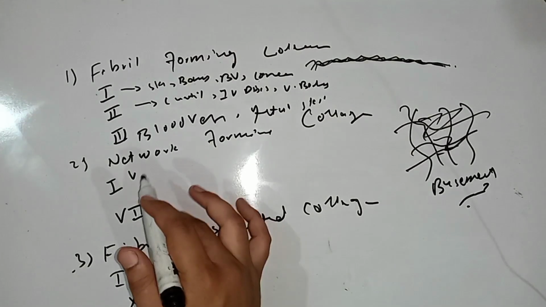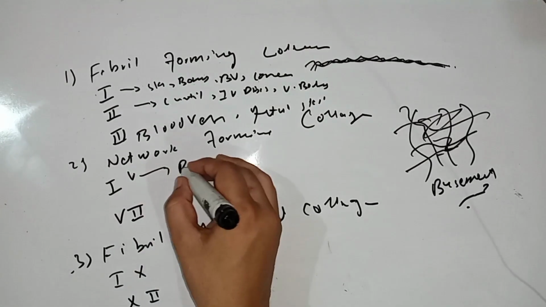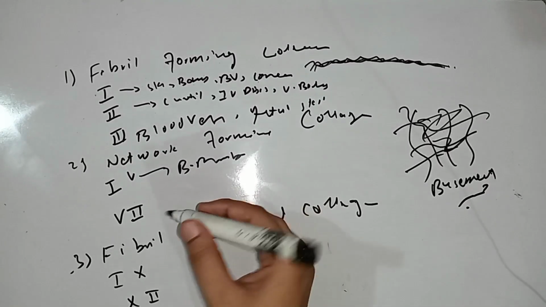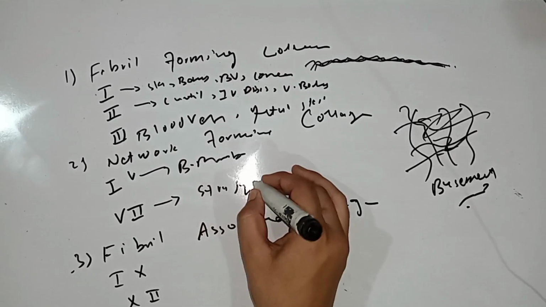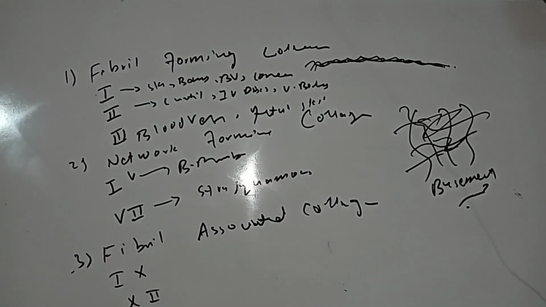So these include collagen type 4 and collagen type 7. Collagen type 4 is principally found in the basement membranes, while collagen type 7 is also present beneath the stratified squamous epithelium. It is present under the stratified squamous epithelium. So it is also basically a component of the basement membrane.